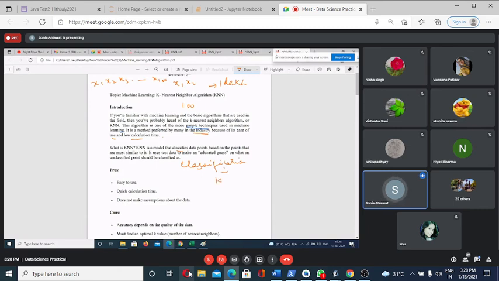For a classification problem where we have to categorize as 0, 1, 2 or something, good or bad or true or false, KNN is used. It is not used for regression. It classifies data points based on the points that are most similar to it. It uses the test data to make an educated guess on what an unclassified point should be classified as.